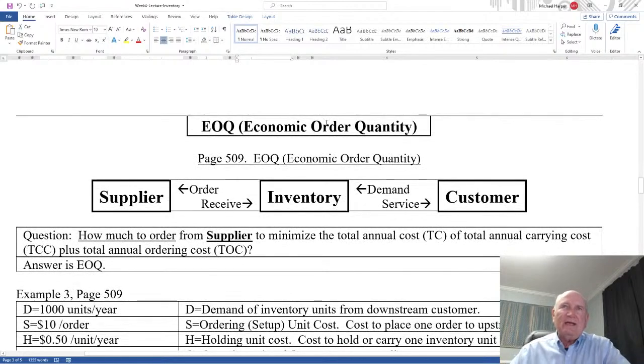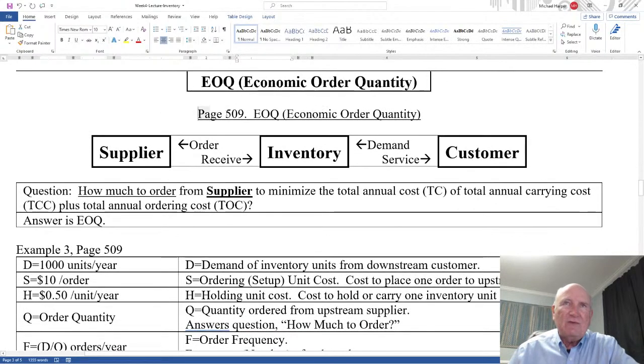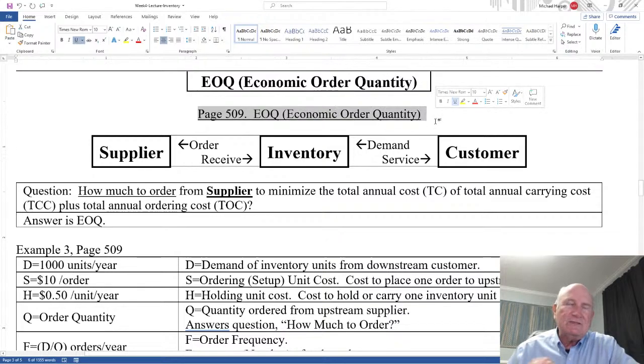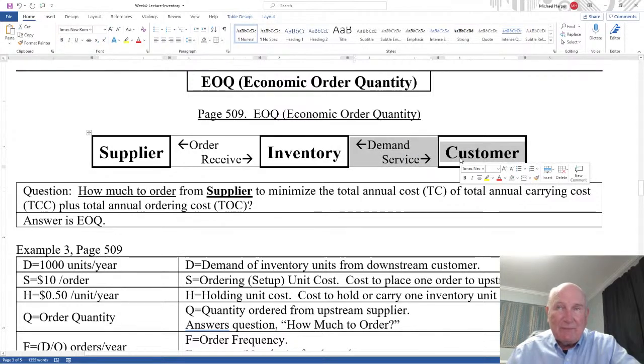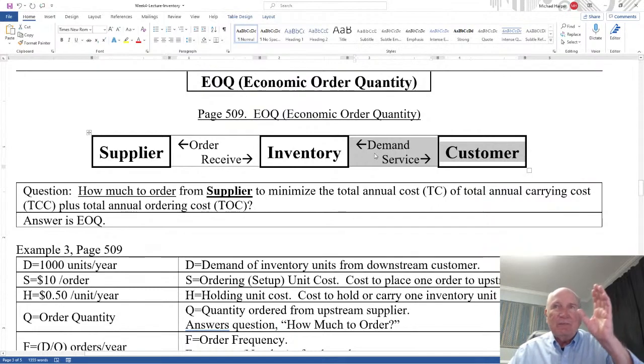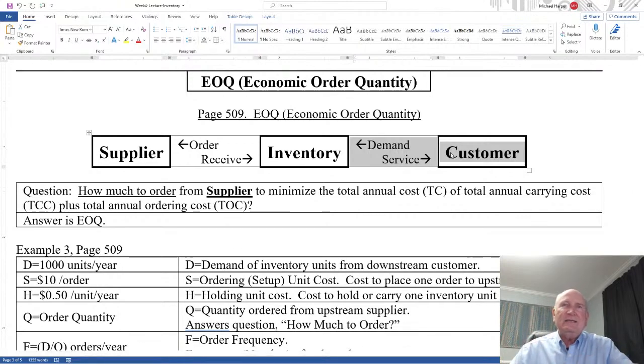Okay, next let's do the economic order quantity. This is page 509 in the textbook. Okay, and here let's do the setup. Here's our inventory, and we're going to order items from our supplier and then receive those items into our inventory, so our inventory grows. We have demand from our customer, and then we will satisfy that demand by servicing that demand. There's a service level, and so as the demand is satisfied, the inventory goes down. So the inventory increases when we receive from the supplier. It goes down when we service the customer with distribution. So there's the idea of upstream supplier, downstream customer.